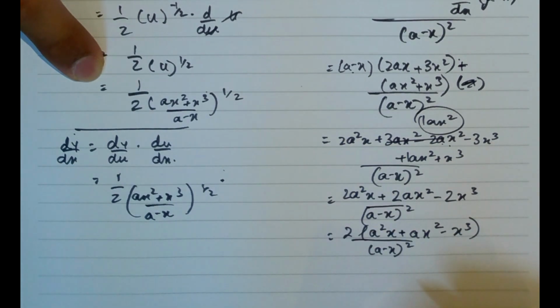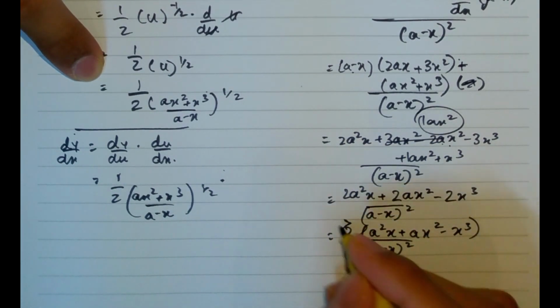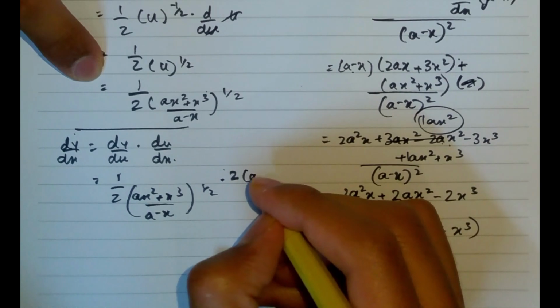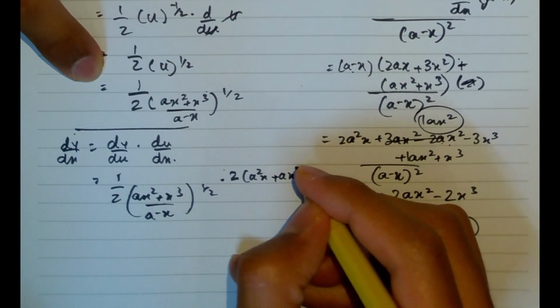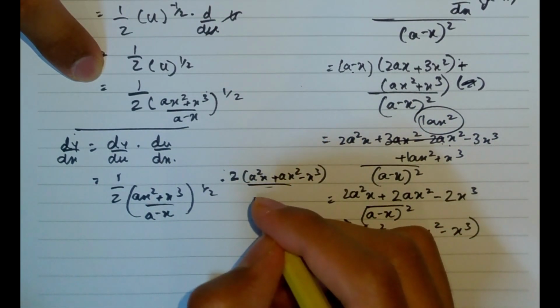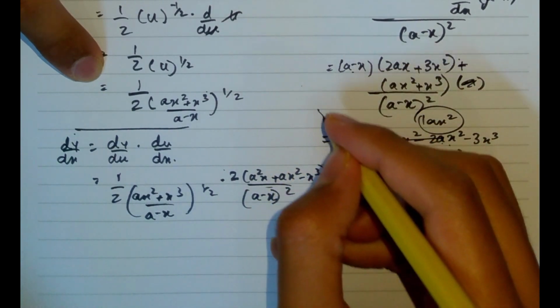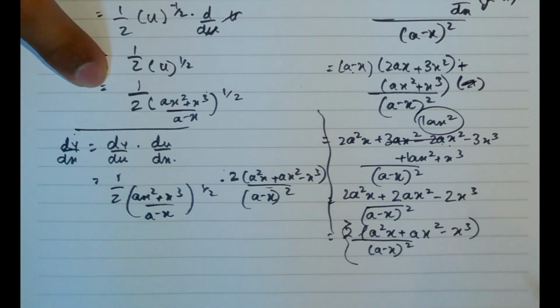Now what is du by dx? It is this thing right over here. So let me just put it over here: 2a square x plus ax cube minus x cube divided by a minus x whole square. So you can probably see that there are some cancellations going on.